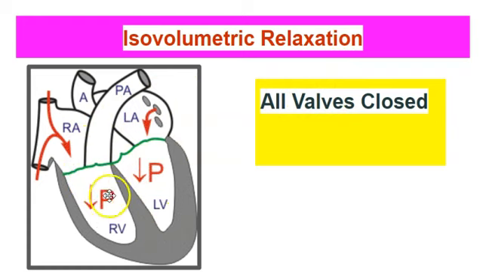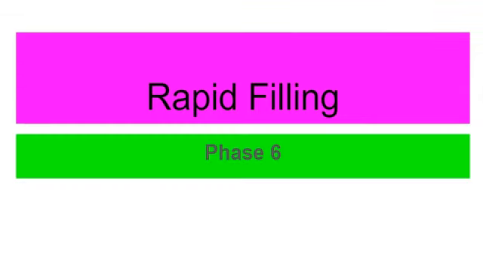Pressure is decreasing with all valves closed. You see the pressure arrows going down here. And as that pressure decreases in the ventricles and that pressure increases in the atria because of the venous return of blood here and here, the next phase is rapid filling.